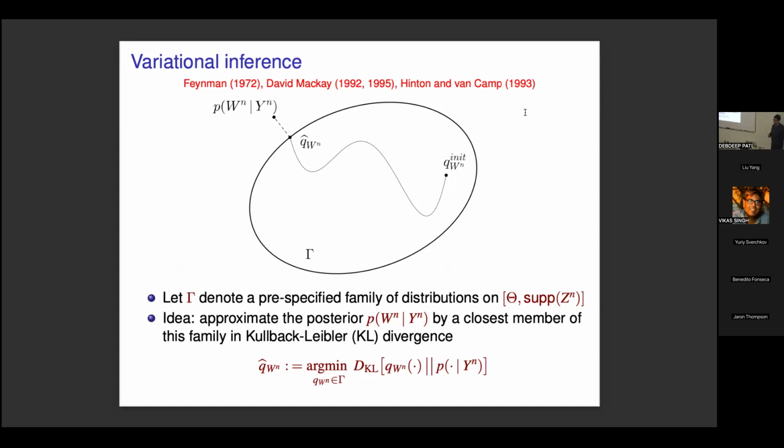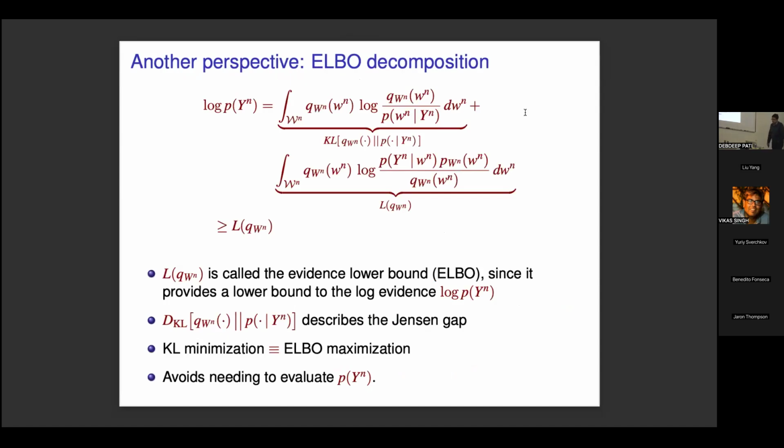So assuming that we can solve this minimization problem, let's define Q hat Wn to be the minimizing point of the posterior within this tractable family of probability distributions. Now, why is this method able to bypass having to compute the normalizing constant? So this can be seen readily from the following identity.